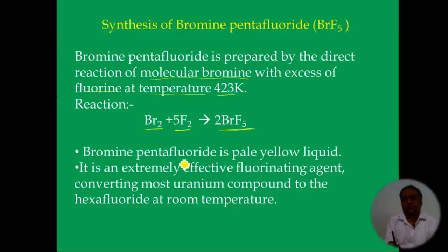Bromine pentafluoride is a pale yellow liquid. It is an extremely effective fluorinating reagent. Bromine pentafluoride is used for fluorinating different organic compounds, and it is extremely effective for the fluorination of different compounds.